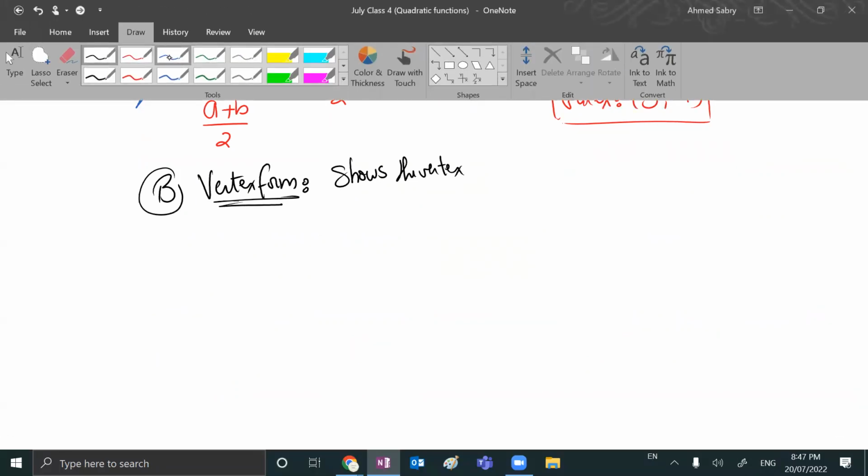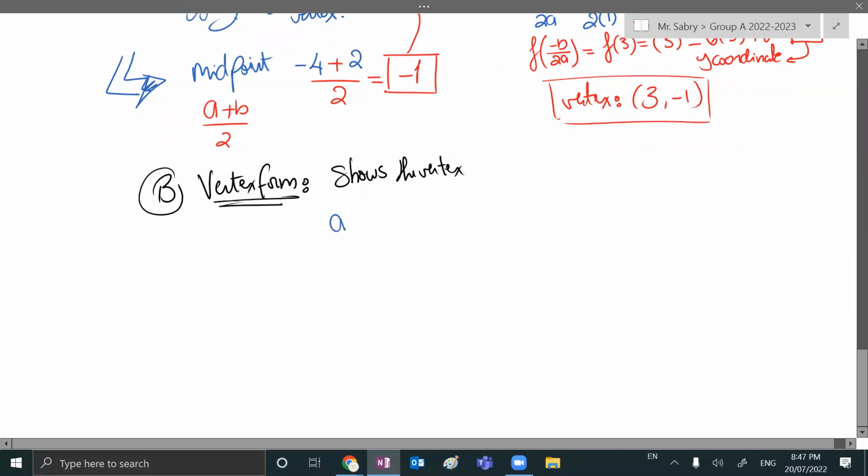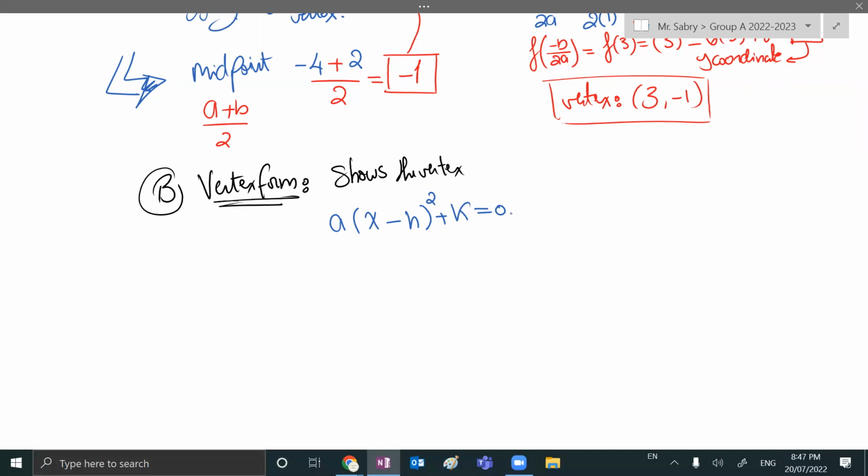So what's the vertex form? What are the characteristics of it? It has a bracket, and inside that bracket there is an x, and that bracket is to the power of 2. So what's the difference between the vertex form and the standard form? The standard form had x to the power of 2, x to the power of 1, and a number without an x, while the vertex form has an x in a bracket, and that bracket is to the power of 2.